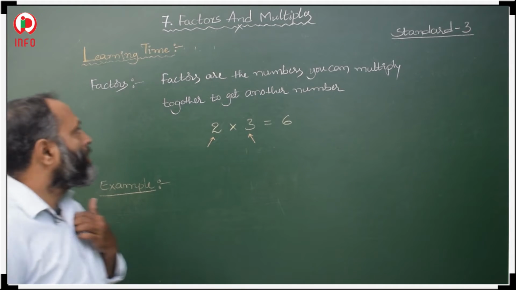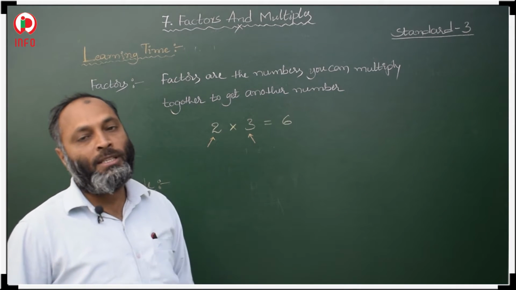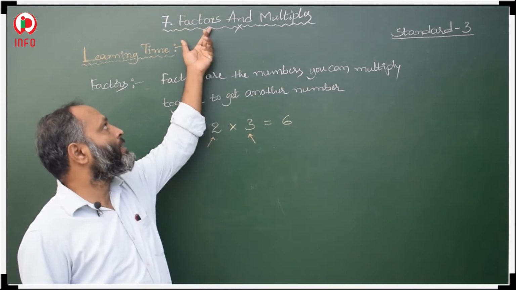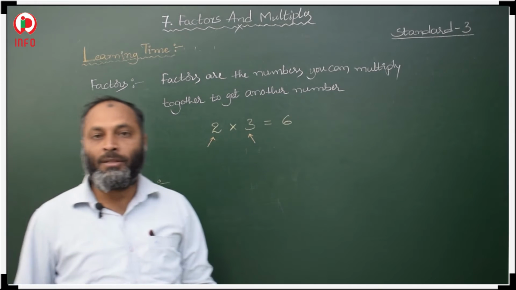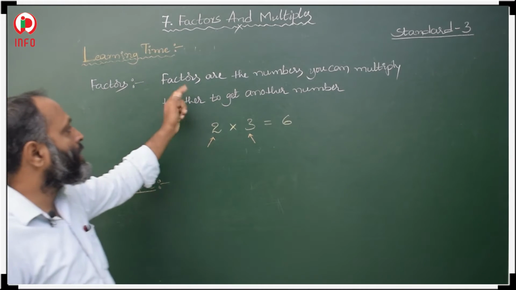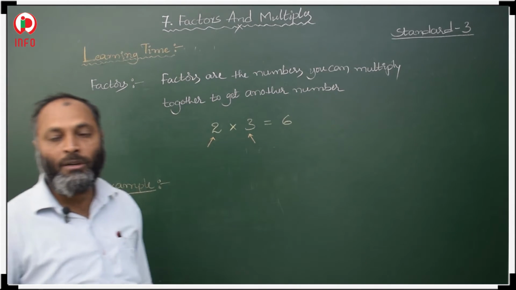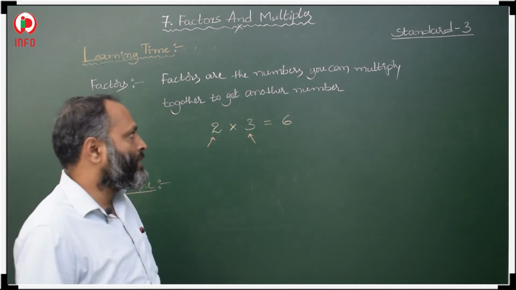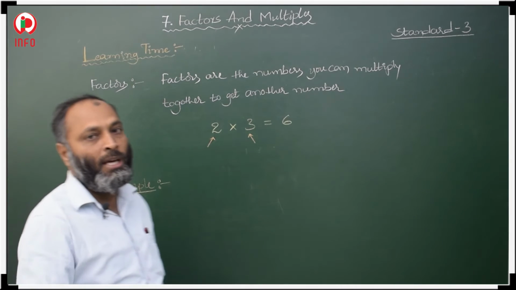Now here, students, in the learning time, the first concept is factors. Factors and multiples. First we are going to discuss the first concept, factors. What is a factor? Factor definition: factors are the numbers you can multiply together to get another number.